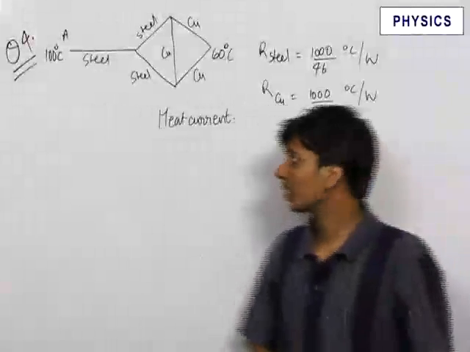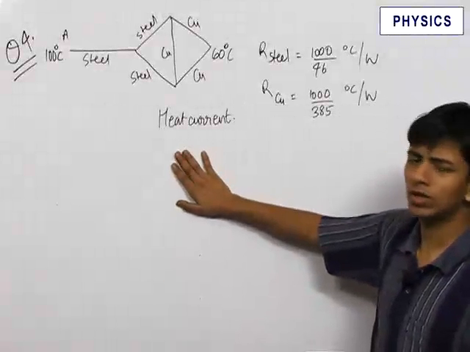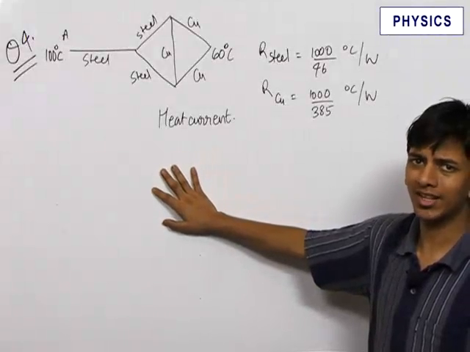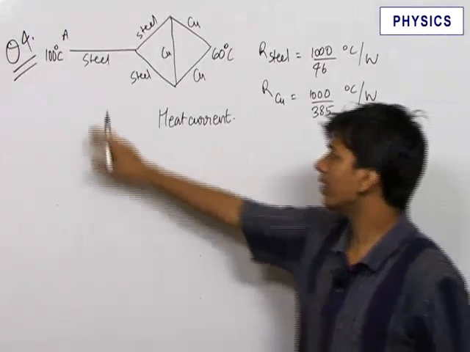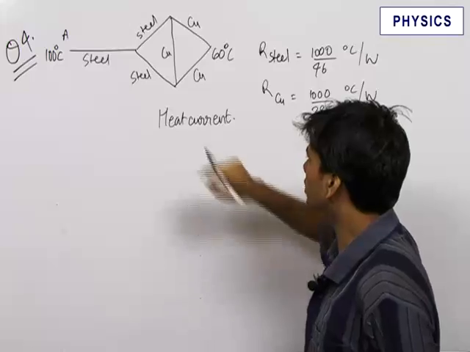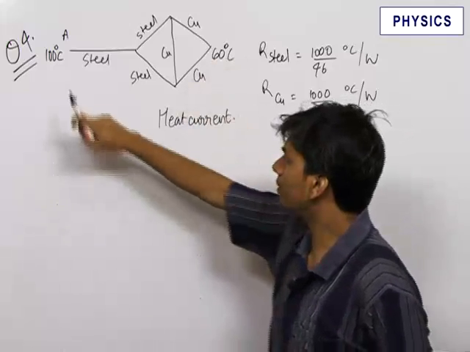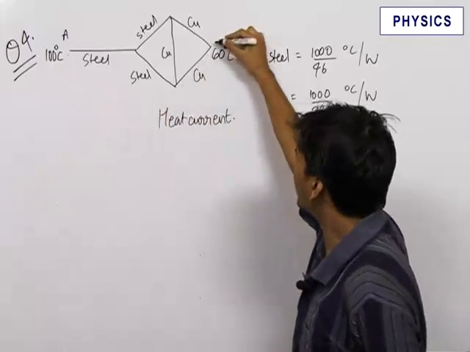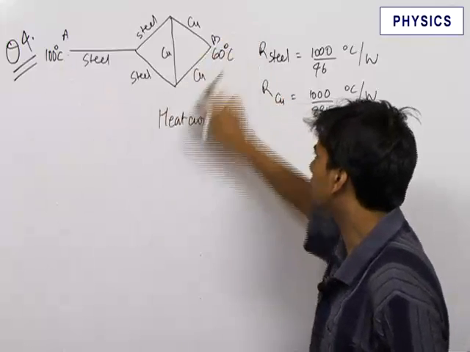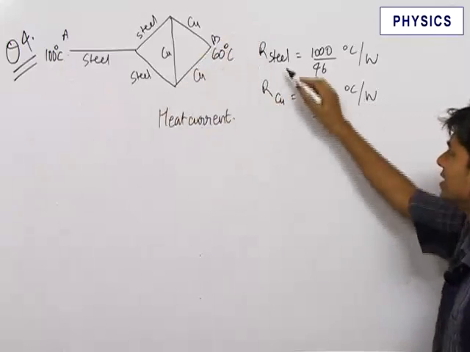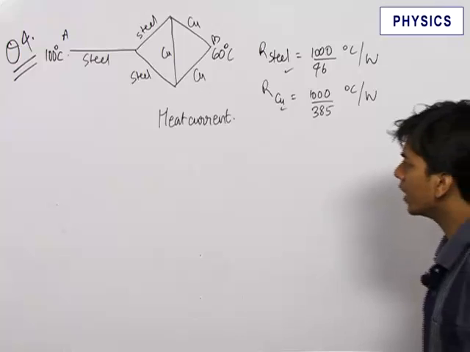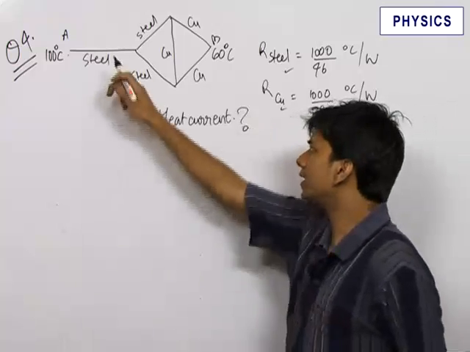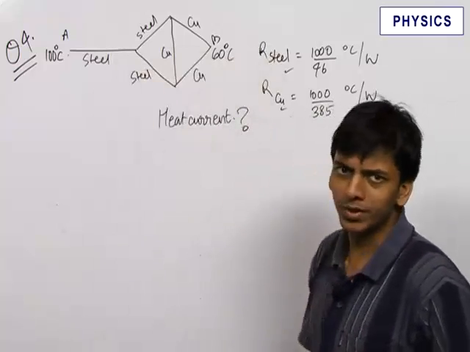This question can be very easily solved if you know the properties of combination of thermal resistances. In this question we have 3 steel rods and 3 copper rods connected in the following format. The temperature at this end is maintained to be 100 degrees Celsius and the temperature at end B is maintained to be 60 degrees Celsius. The resistances of steel and copper wires is given. We need to find out the heat current flowing from A to B.